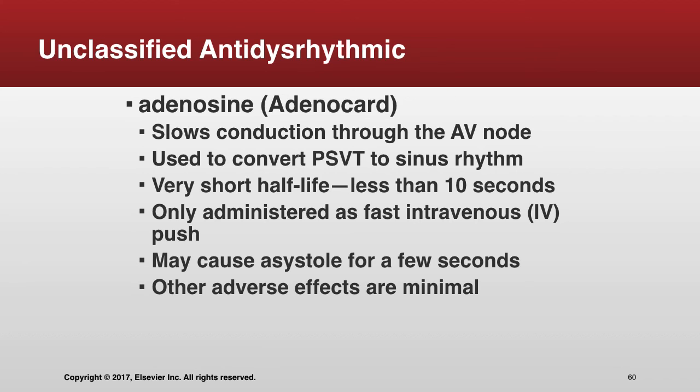Another thing that we can do to get them to convert out of PSVT is to get them to Valsalva by increasing their intrathoracic pressure. That doesn't seem to work as well as the cold does, but those are methods that we can use to get them to come out of PSVT. If those methods don't work, then we give them adenosine. And adenosine, like I said, is given very fast. I mean, you are pushing it as fast as you can push it.